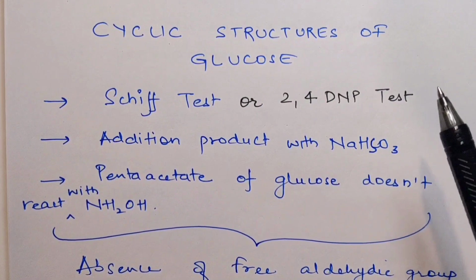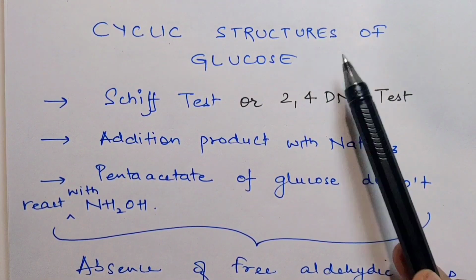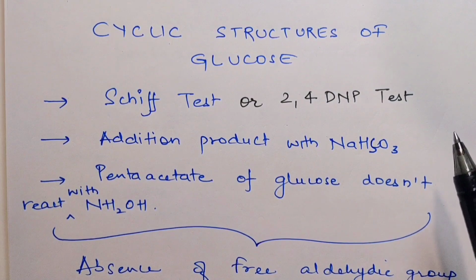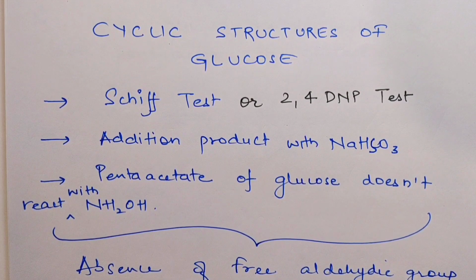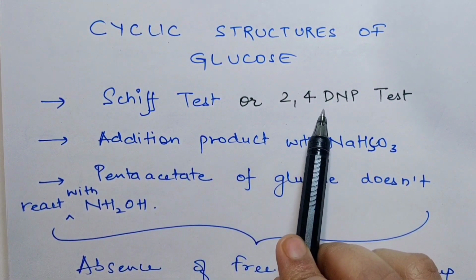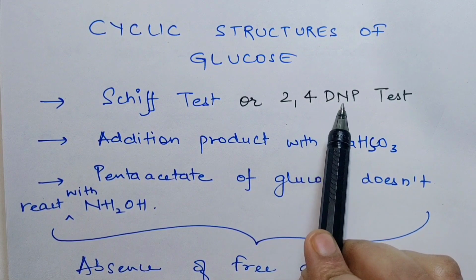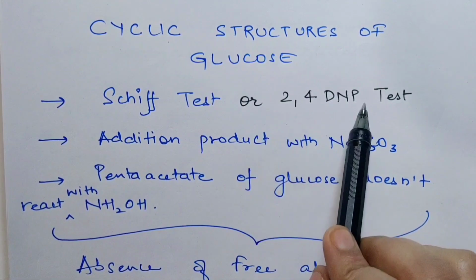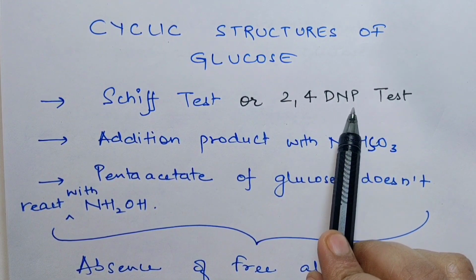Next up is cyclic structure of glucose. Now, we saw that glucose gave reaction with HCN to give cyanohydrin of glucose and hydroxylamine to give oxime of glucose. So those are typical reactions of carbonyl group. There are some other typical reactions of carbonyl group which are not shown by glucose. They are reaction with Schiff's reagent or 2,4-DNP, that means 2,4-dinitrophenylhydrazine.